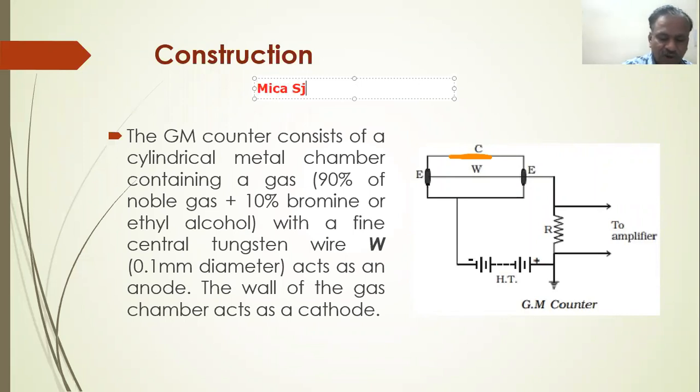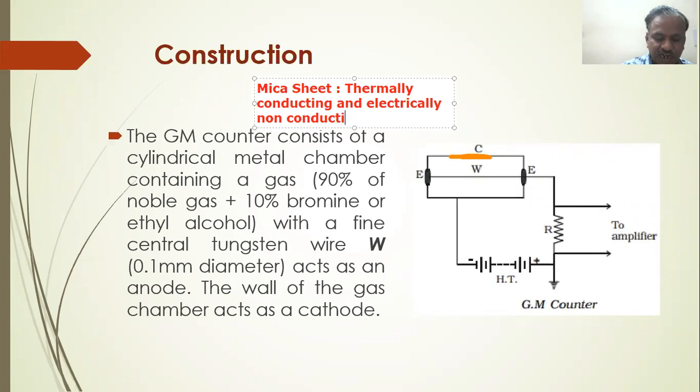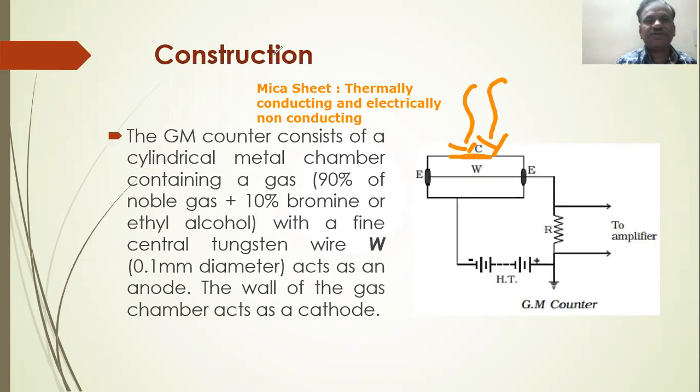Why are people using the mica sheet? Because it is thermally conducting and electrically non-conducting. That's why the mica sheet is used here. It is a window. Through this, any alpha radiations or beta radiations will enter into the chamber. Next.